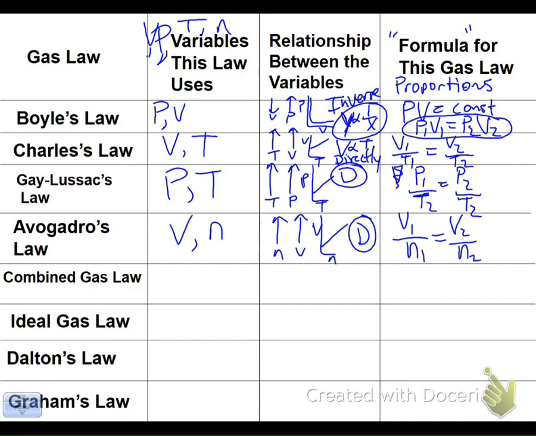Now the combined gas law is a little different. This time we're not going to look at just two variables. We're actually going to look at three. We're going to look at the pressure, the volume, and the temperature. So the only thing being held constant here is the number of moles. So this would be like a closed balloon or a tire where the air can't get out, something where the number of particles can't change.